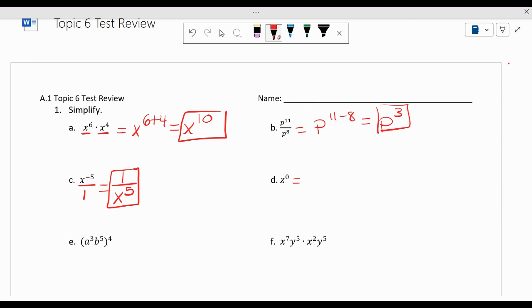X to the 0 power, this is the easiest exponent rule. Most of you probably have this one down. Anything to the 0 power is 1.